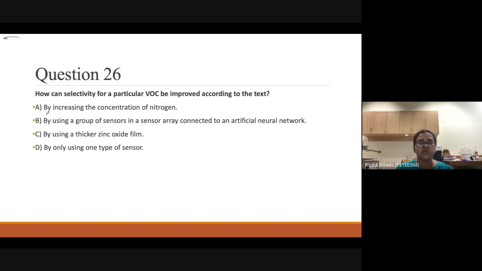So next is question number 26. How can selectivity for a particular VOC be improved according to the text? First option is by increasing the concentration of nitrogen. Second, by using a group of sensors in a sensor array connected to an artificial neural network. The third option, by using a thicker zinc oxide film. And the fourth option is by only using one type of sensor.